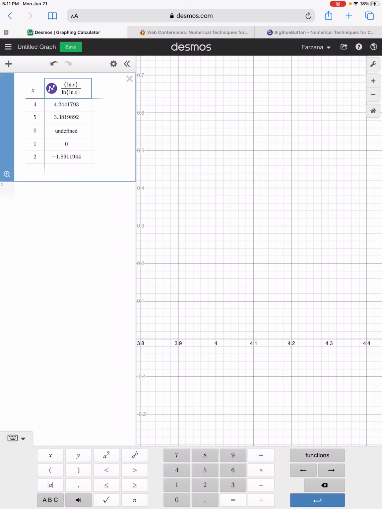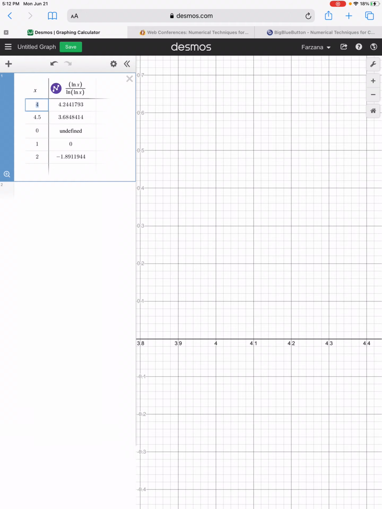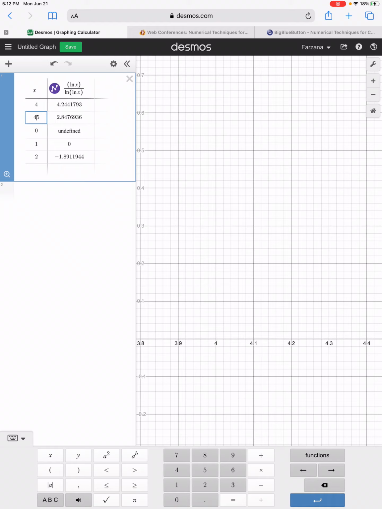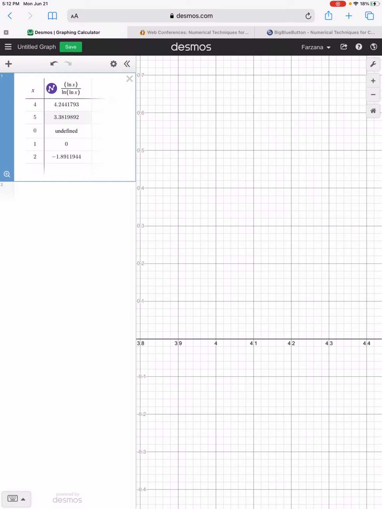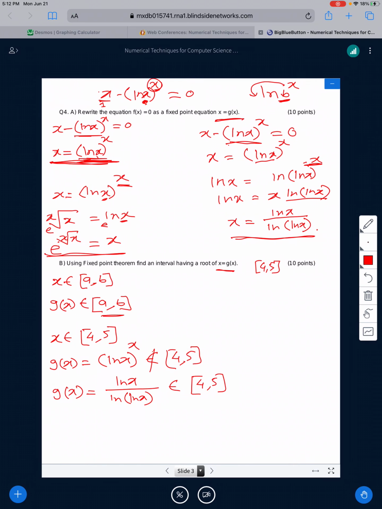ln x. Okay, so let me check. When x is 4 to 5, but when x is 5, it is going to be less than. So let me check if that works for 4.5. Okay, so I tried to make it 4 to 4.5, but what is happening? g of x is still out of this interval. 4 to 4.5 is not working. 4 to 5 is also not working. The value of g of x, for this one it is inside the interval, but for 5, it is out of the interval 4 to 5. Okay, so this is also not working.